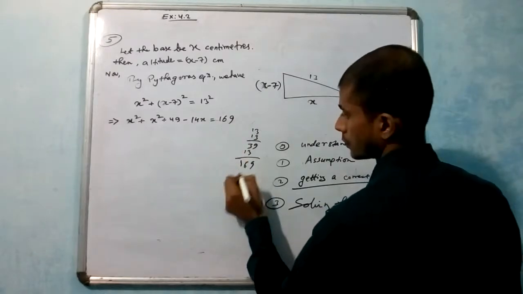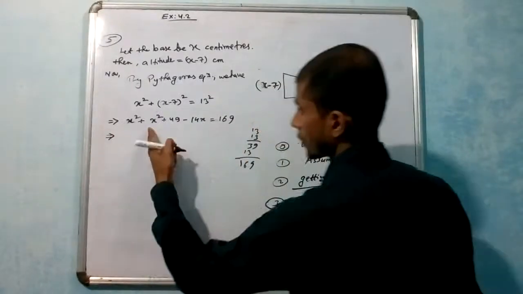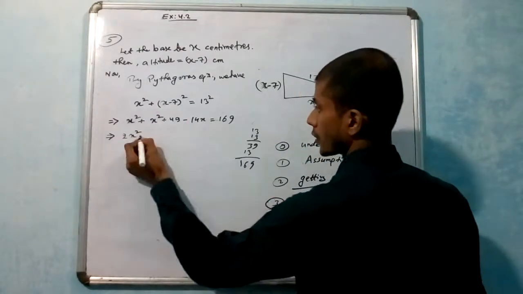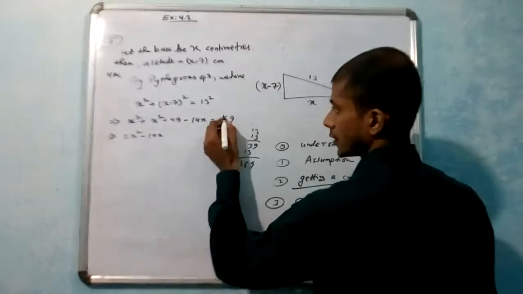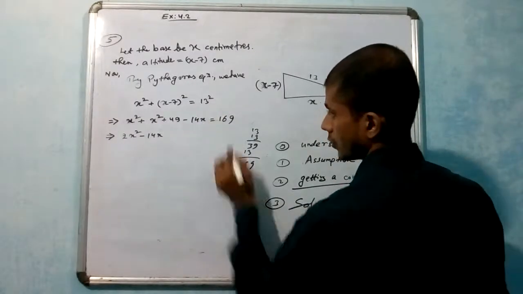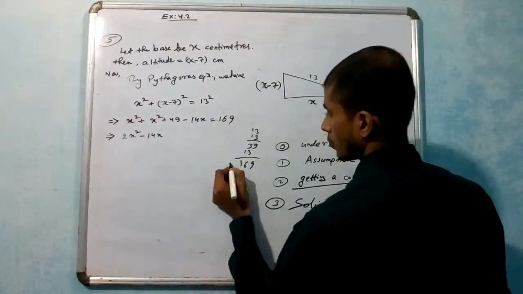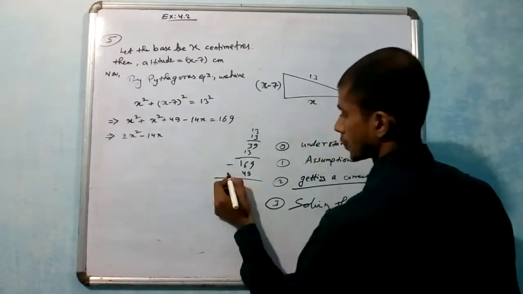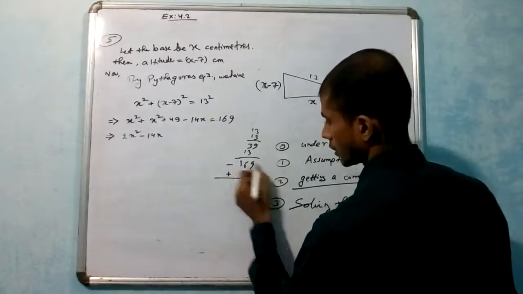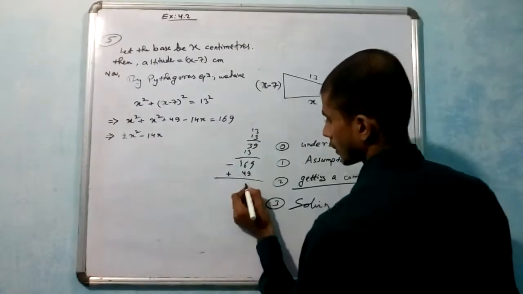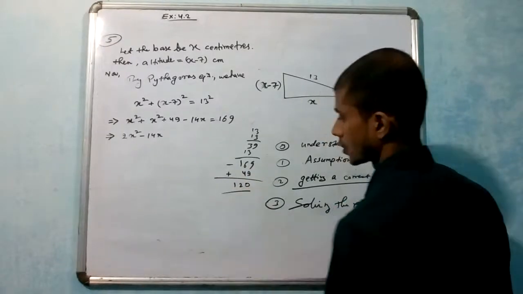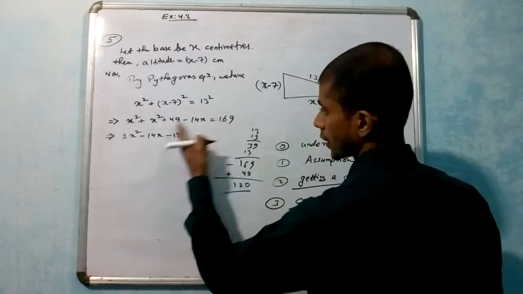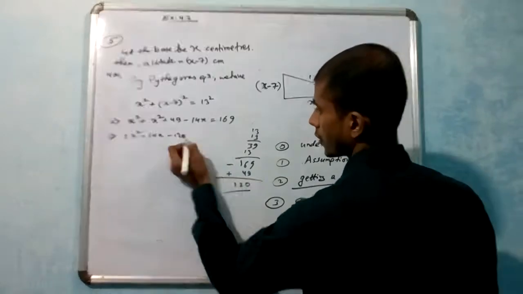Now simplification. We can see here 2x square will come, 2x square minus 14x, and then this should be brought to that side, so minus 169 it will become, and plus 49. Minus 169 plus 49, so subtraction, the difference is a must. So 9 minus 9 is 0, 6 minus 4 is 2, and then 1, so 120. So minus 120, the sign will be of the greater number. Greater number is 169. That's why minus 120 is equal to how much?